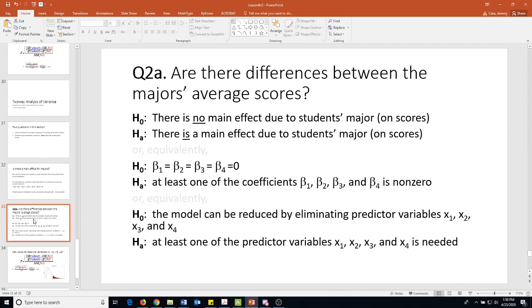And we could set this up three different ways. The null hypothesis could be there is no main effect of the student's major on scores, versus the alternative, there is a main effect of the student's major on scores. Another way of saying that is beta 1, beta 2, beta 3, and beta 4 are 0. We'd still have beta 5 because that's gender. And the alternative hypothesis, at least one of the coefficients is non-zero. And again, we can eliminate those predictor variables, and the alternative would be at least one of the predictor variables is needed.